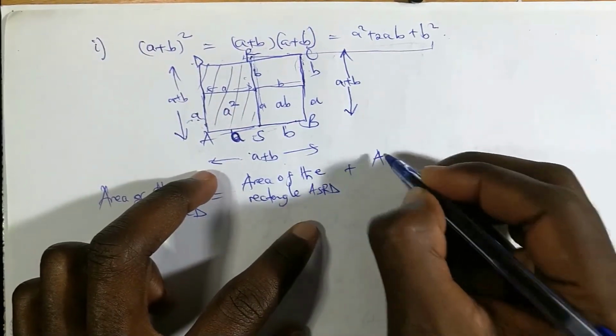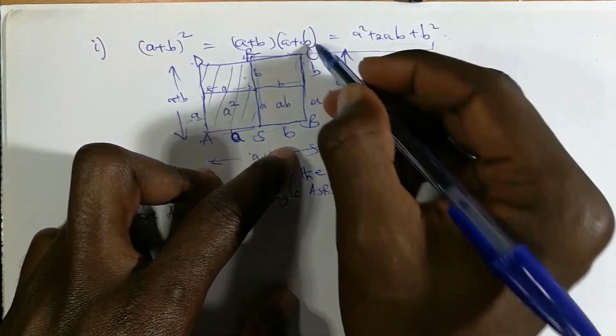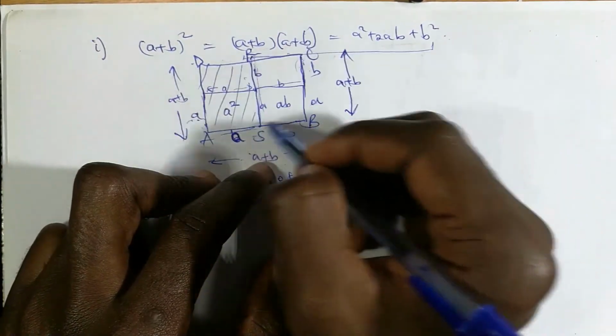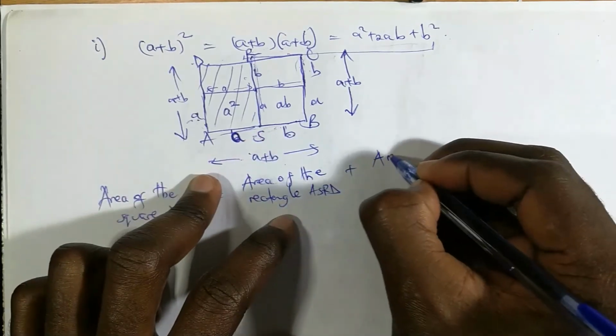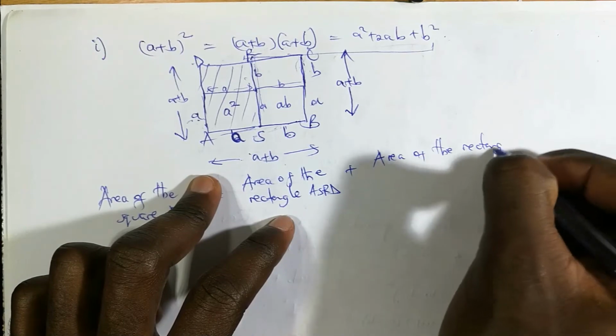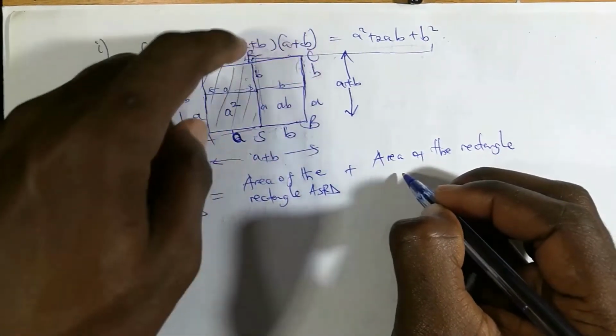Plus the area of the other rectangle, here is a plus b, and here is ab. Here is ab. Area of the rectangle SBCR.